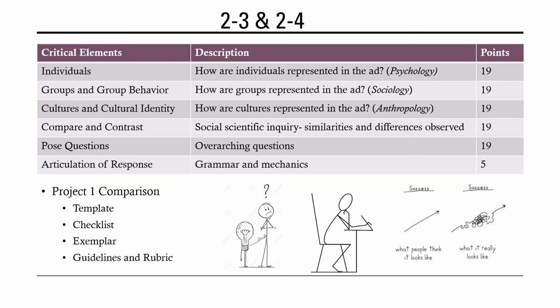In the next section, the overarching questions, you're thinking like a social scientist. So these are questions that could basically be applicable or relevant for all of the different social sciences. And the best way to do this is to identify a theme or themes that you notice when you review all 4 ads. The last way you'll earn points is just by making sure your grammar and mechanics are on point.